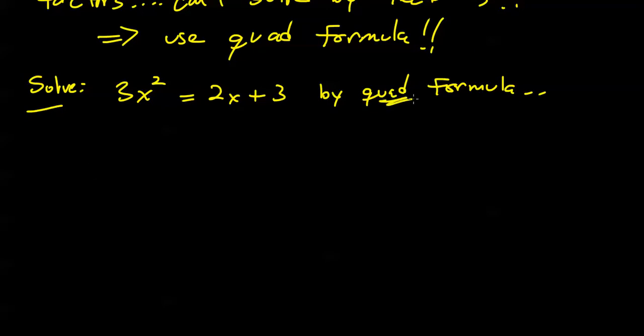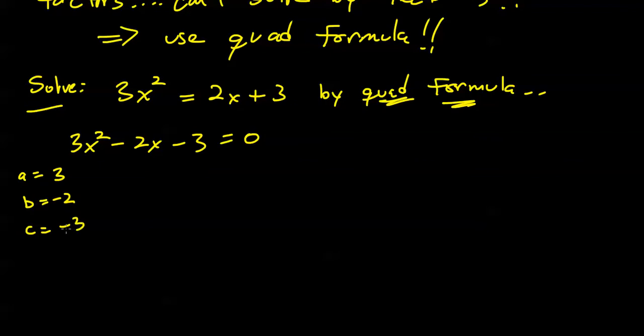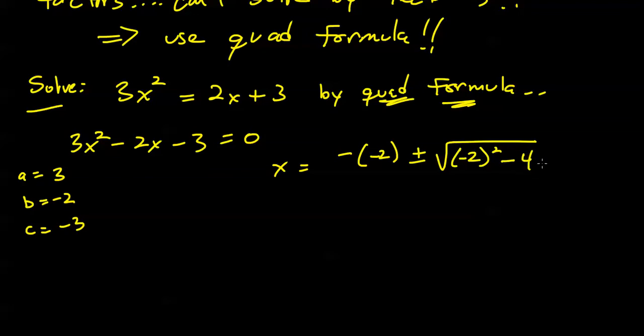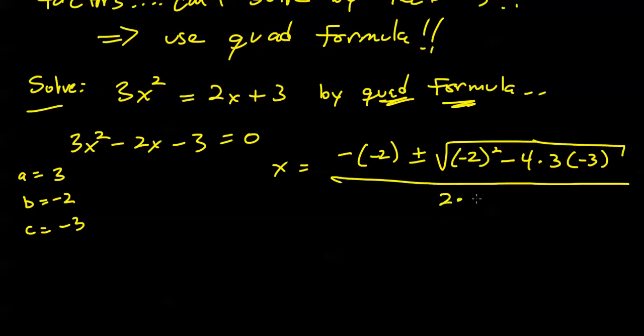If you're going to use the quadratic formula, your equation has to be in standard form. So that's going to be my first step here, if necessary, to get your equation in standard form. Let me write down: A is positive 3, B is negative 2, C is negative 3 in this degree 2 equation. So x equals minus b plus or minus the square root of b squared. Be careful about the signs. Minus 4 times A times C, all over 2 times A.